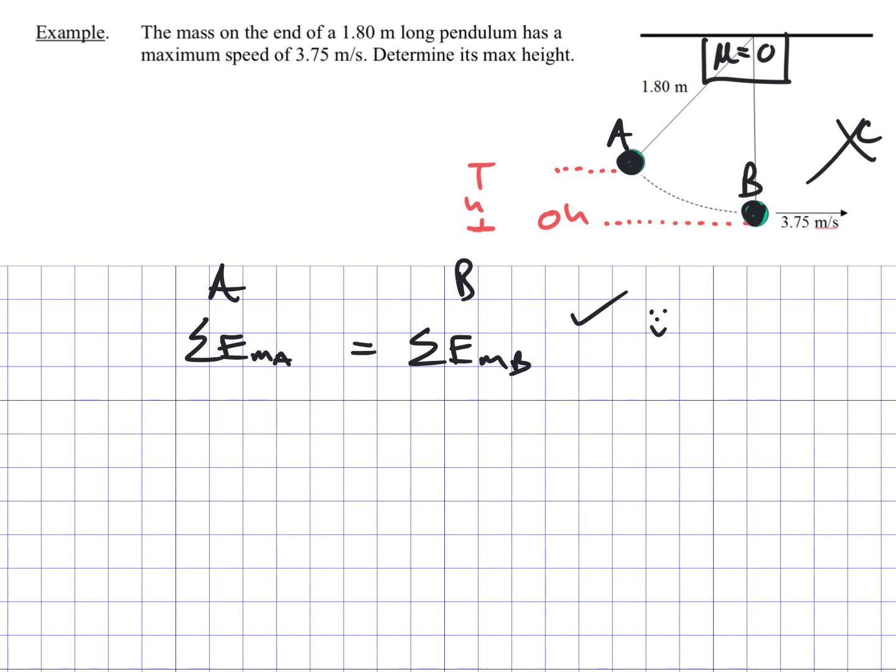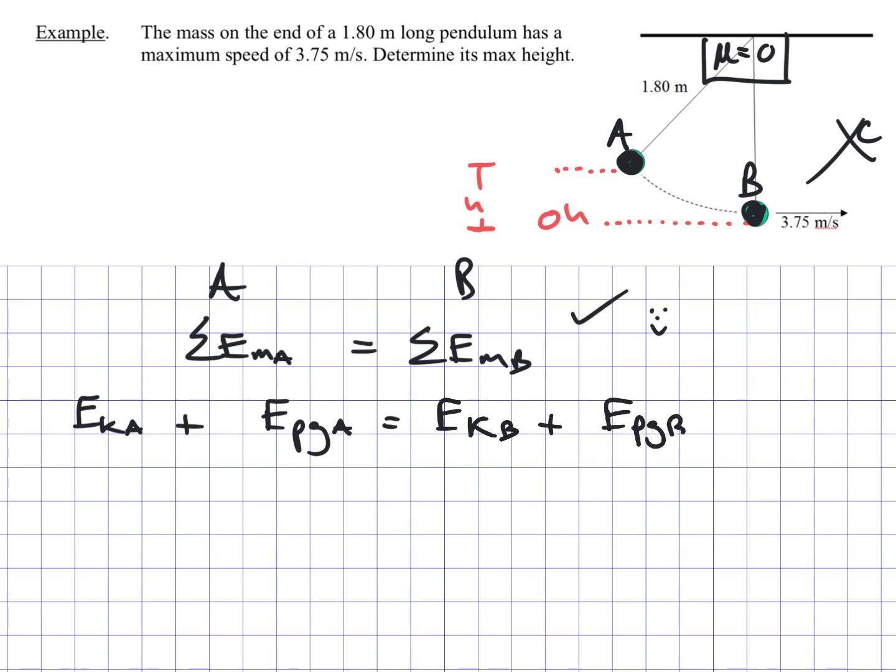Okay, so what kinds of mechanical energy do I have? Well, I've got kinetic and I've got gravitational potential. Okay, but maybe I want to be a bit more clear as to what those mean, just to keep my labels precise. I've got kinetic energy at position A, and I've got gravitational potential energy at position A. I'm just being a bit more precise. Then at position B, I've got the same. I've got kinetic energy at B, and I've got gravitational potential energy at B.